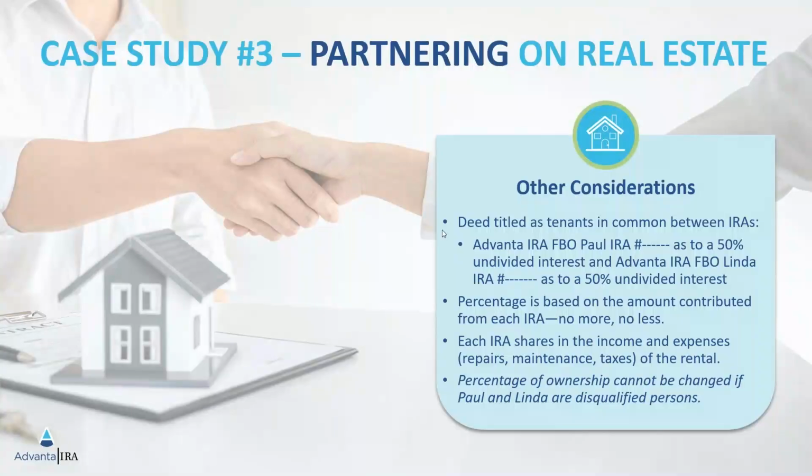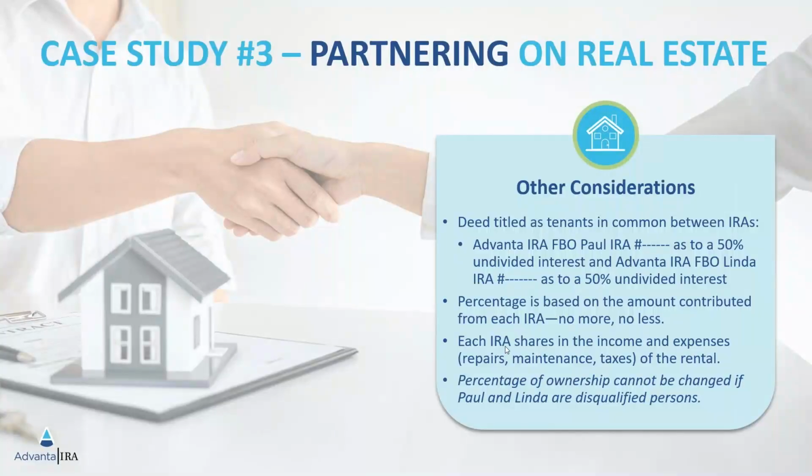And the deed, everything from contract to close, is going to be in the name of their IRAs as tenants in common. So Advanta IRA for benefit of, Paul's IRA number 1234 as to a 50% undivided interest, and Advanta IRA for benefit of Linda's IRA number 5678 as to a 50% undivided interest. IRAs are always listed as tenants in common. Percentages based on the amounts contributed from each IRA, no more, no less. And then they're going to share on the income and expenses.